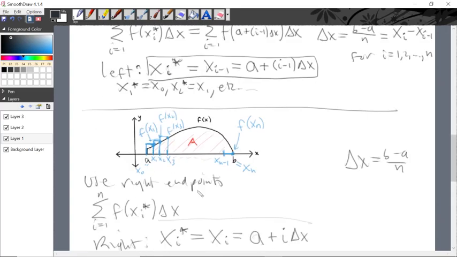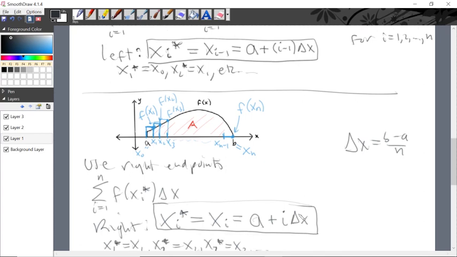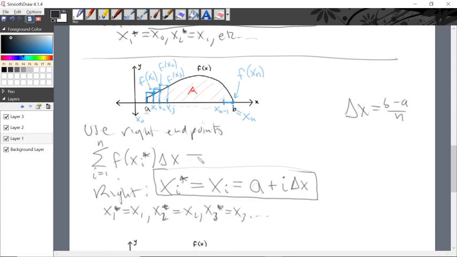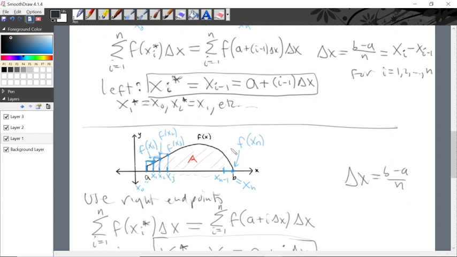And this gives us the right endpoints for each one of our subintervals, which we can then use to evaluate the height of the associated rectangle. Our Riemann sum then, in terms of right endpoints, would look like the sum i equals 1 to n of f of this quantity right here, that would be a plus i delta x, right? So now we're inputting the xi star values into the function f. That gives us our heights, but then we multiply by the widths delta x in order to get our areas.